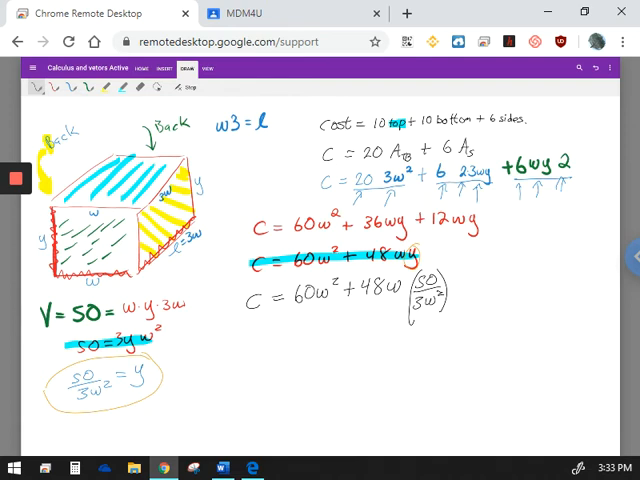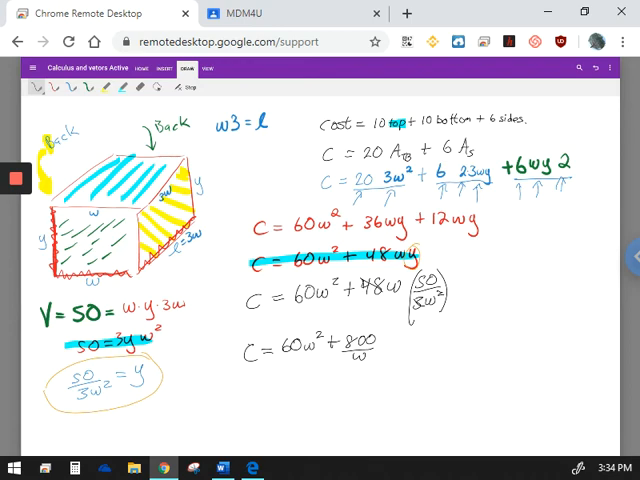We already have these coefficients for us here, so 60w squared plus, well, 48 goes into 3, 16 times. So we got 16 times 50, that's 800, 800. w on the bottom though, over w. All right, that's what we got.